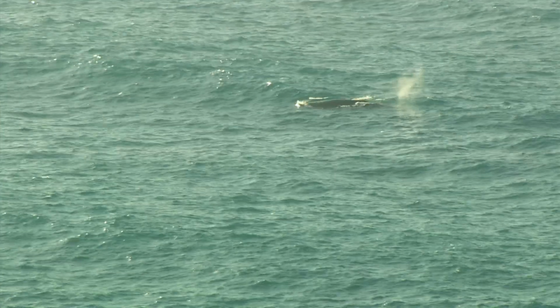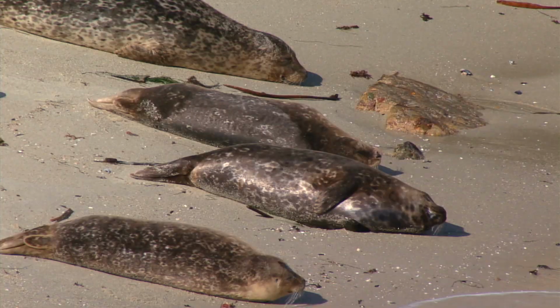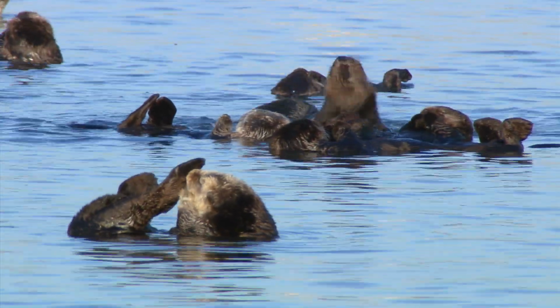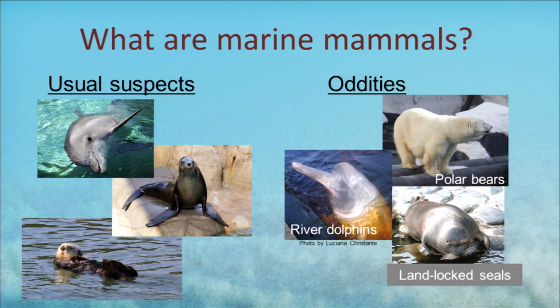All right, so now let's take a look at who are our marine mammals. When you tend to think in your head about marine mammals, you probably think of whales and dolphins and seals and sea lions and maybe even sea otters. Those might be what you call the usual suspects. And what I mean by that are mammals that live in the marine environment. And you recognize them as, hey, these are mammals that live in the ocean.